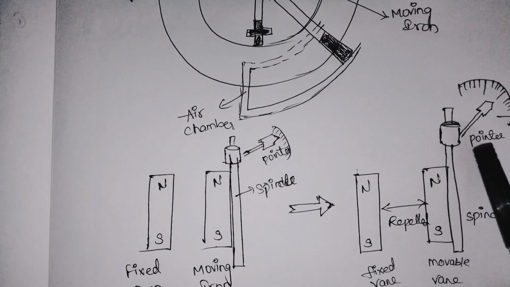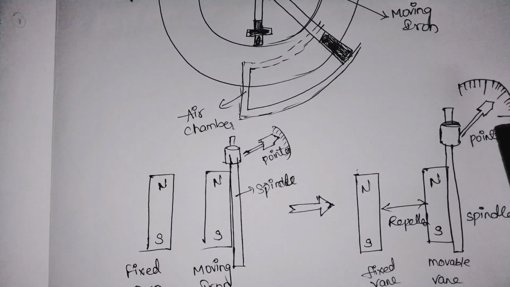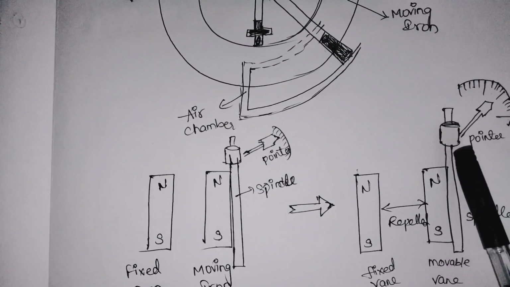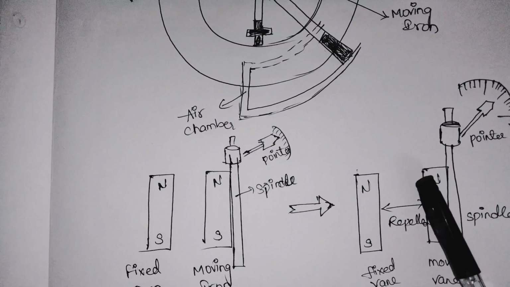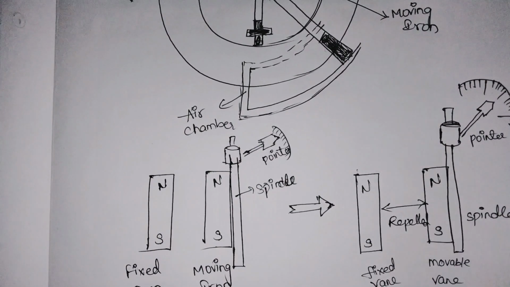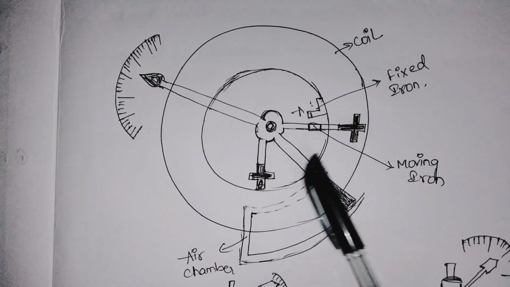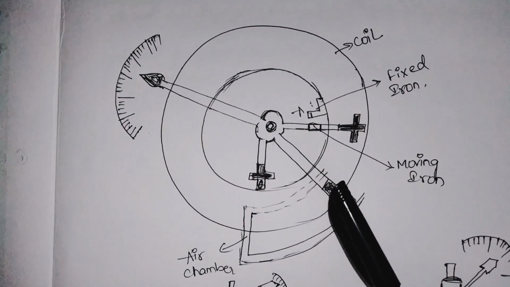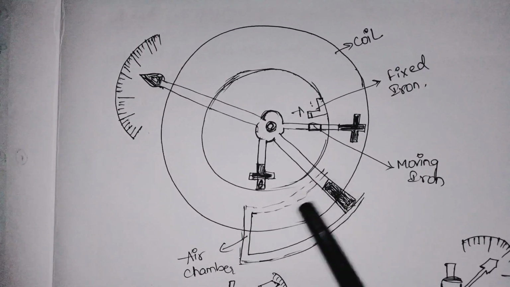The pointer stops deflecting, or the pointer comes to the steady state position, when the controlling torque is equal to the deflecting torque. In this type of instrument, the controlling torque is produced by springs and the damping torque is provided by air friction.